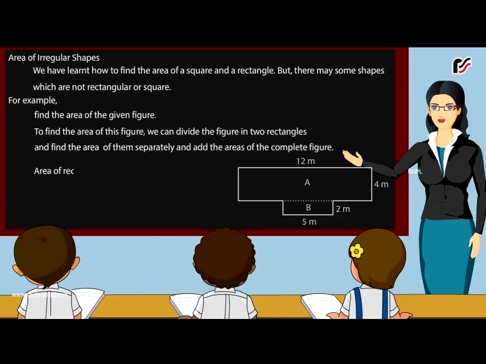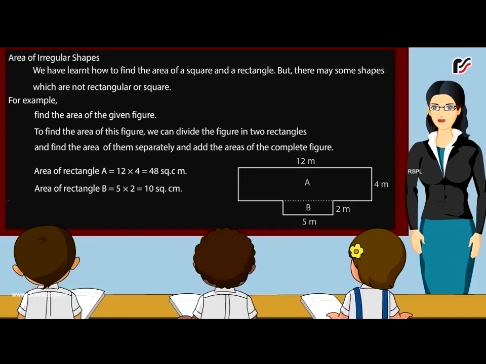Area of rectangle A is equal to 12 into 4 is equal to 48 square centimeter. Area of rectangle B is equal to 5 into 2 is equal to 10 square centimeter. Total area is equal to 48 plus 10 is equal to 58 square centimeter.